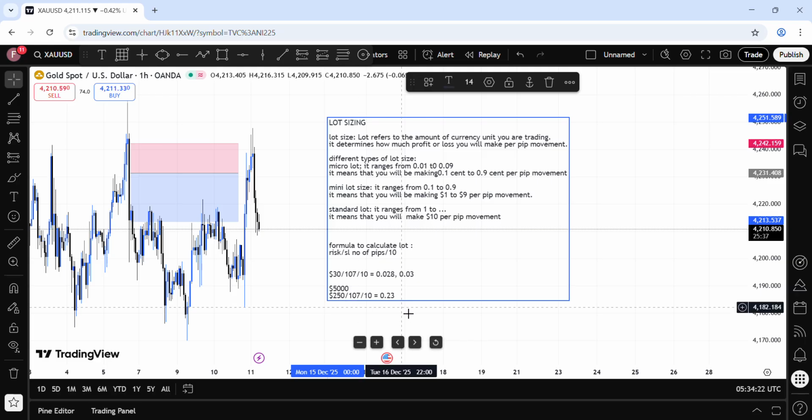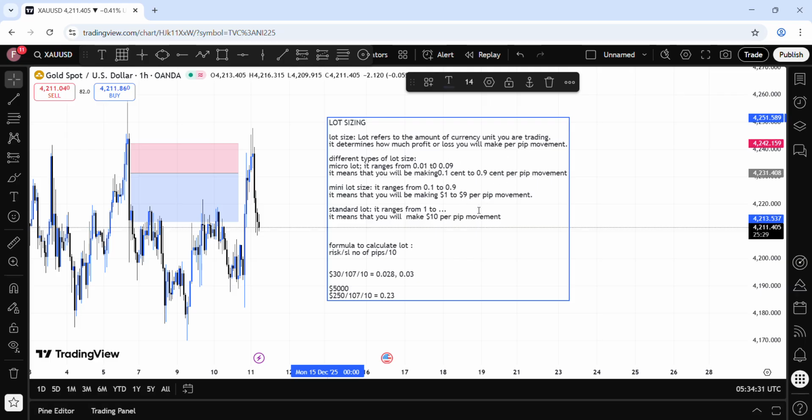Do you understand me? Am I making myself clear? If you don't understand, ask questions. You guys can ask questions in the chat group. Okay, so that's basically it about lot sizing. Lot size refers to the amount of currency unit you are trading. It determines how much profit or loss you will make per pip movement.